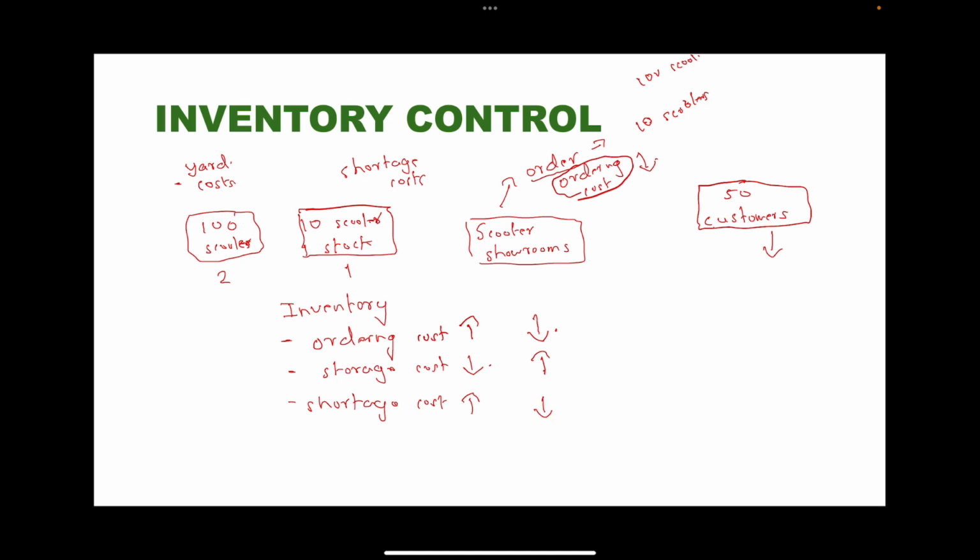Okay. So inventory control is all about finding the optimum amount of items that needs to be stored. That is called inventory control. There are several techniques to do that, which we will discuss in this lecture.